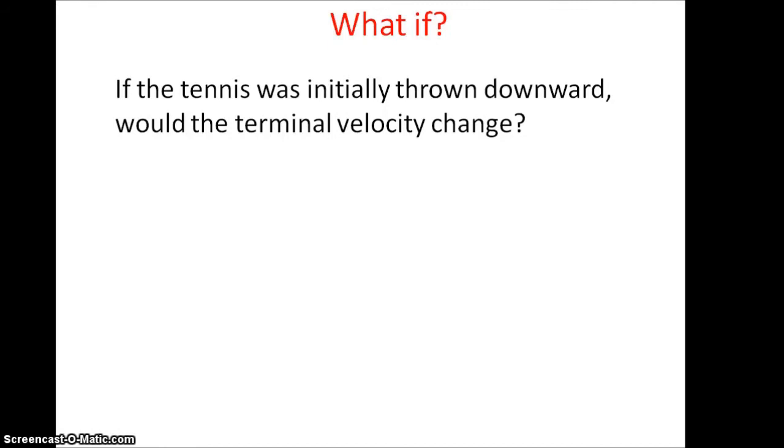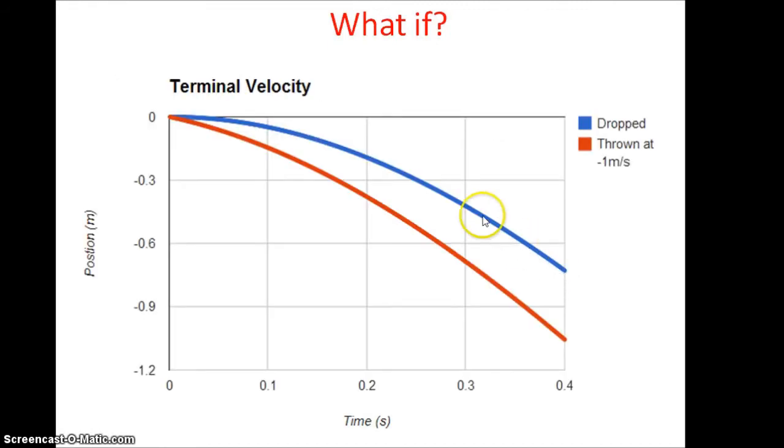But what if the initial velocity of our tennis ball wasn't 0? You can see that both the dropped tennis ball and thrown tennis ball eventually reach the same constant slope, or constant terminal velocity. It turns out that no matter what the initial velocity of the tennis ball is, it will speed up or slow down until it reaches constant terminal velocity.